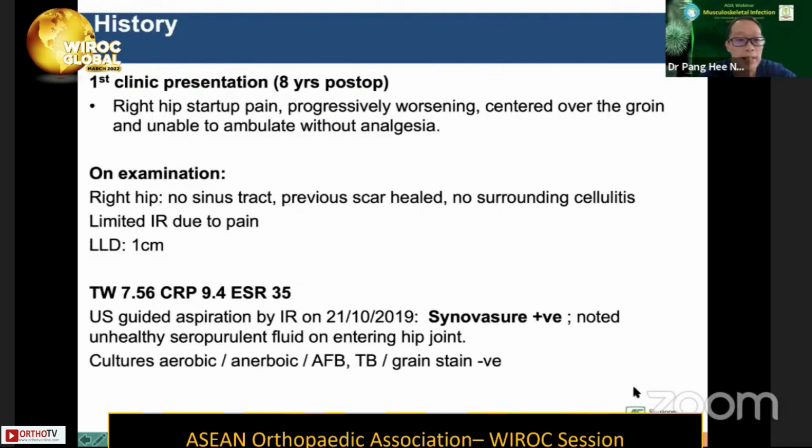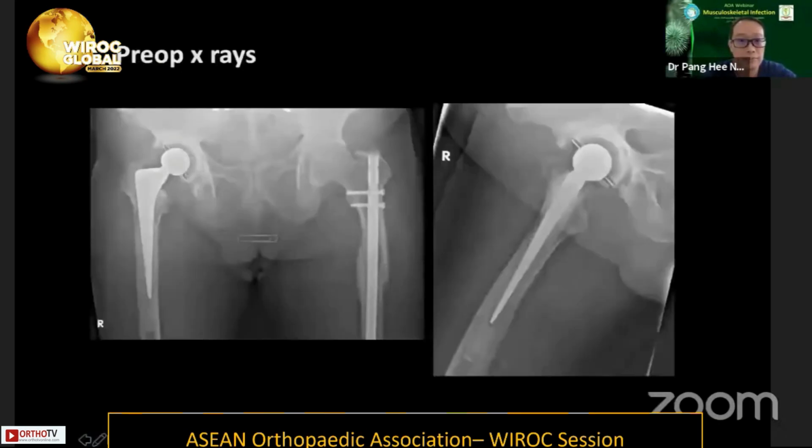CRP was not elevated. ESR was a little bit on the high side, 35. We did an ultrasound-guided aspiration, and this gave a positive synovial result. It was also noted there was unhealthy serous fluid in the anterior hip joint. Cultures, aerobic, anaerobic, TB, Gram stain were all negative.